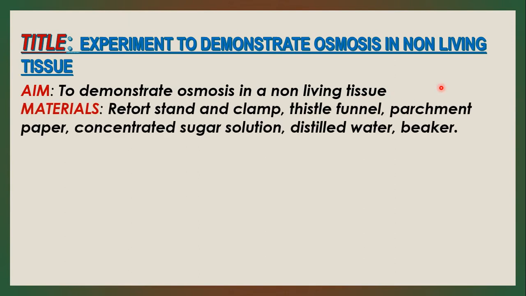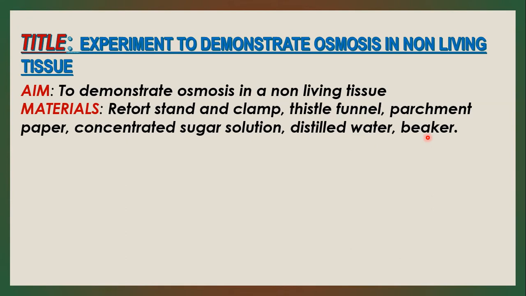Now, what are the materials we need, or the tools and apparatus? We need a retort stand and clamp. We need a thistle funnel, which you will soon see. We need parchment paper or baking paper. And then we need concentrated sugar solution. We need distilled water, and we need a beaker.